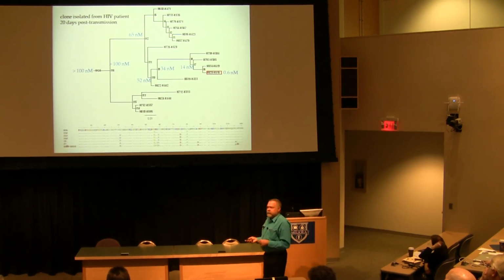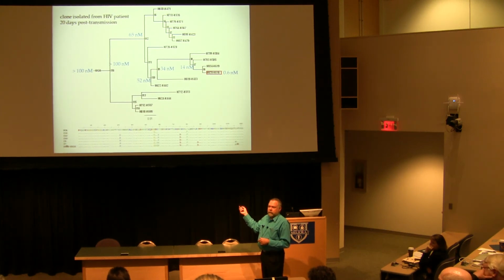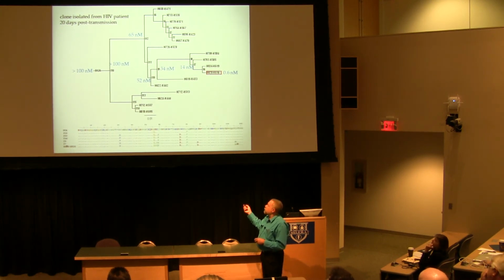Yes, yes. This is the autologous HIV. This is the strain that was transmitted to this individual. Was it inferred? You inferred it? No, it was isolated. At 20 days? The HIV was isolated at 20 days.